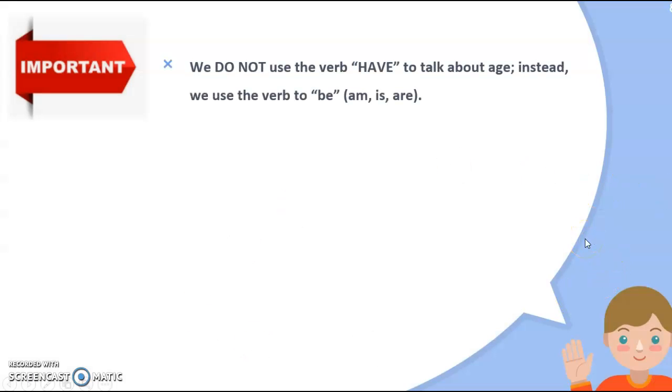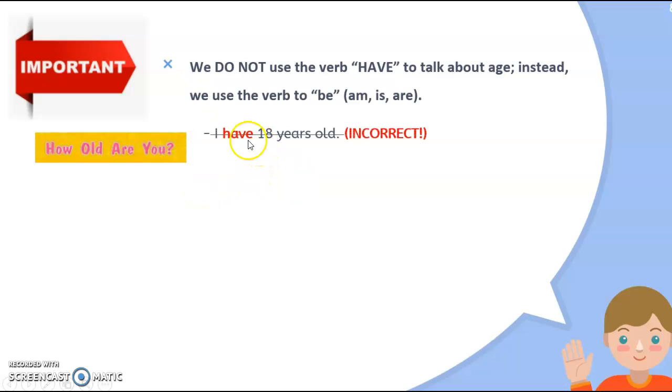Something that is highly important and that you need to remember is that we do not use the verb have when talking about someone's age. Instead, you should always use is or are. We use the verb to be to refer to someone's age. So if someone asks you, how old are you? You shouldn't say, I have 18 years old. That would be incorrect. What you have to say is, I am 18 years old. So this would be correct.